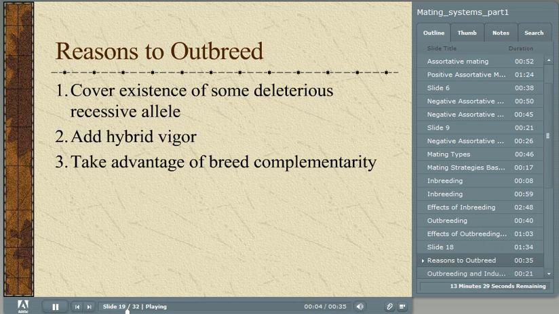Okay, so there are some reasons to outbreed. Some of these are to cover the existence of the deleterious recessive alleles. As I indicated earlier, those alleles tend not to be expressed in the cases where you are using an outbreeding program. It adds hybrid vigor, and it takes advantage of breed complementarity. That is, taking the strengths of different breeds and combining them into a new crossbred individual or composite so that they leverage those strengths of the parental breeds to actually perform better in the environment for which they are designed.